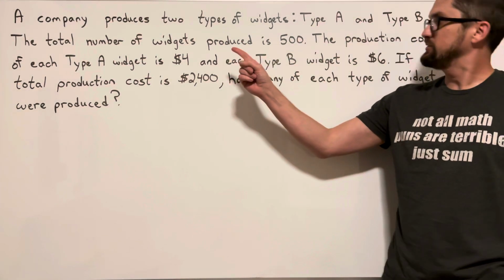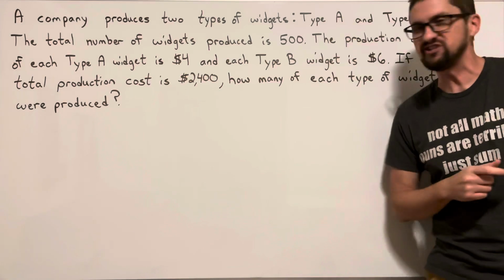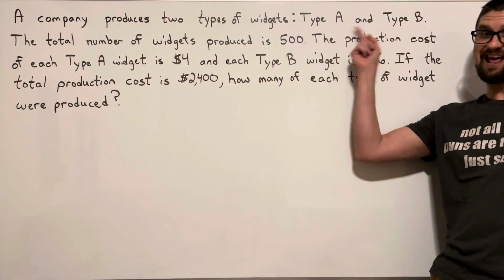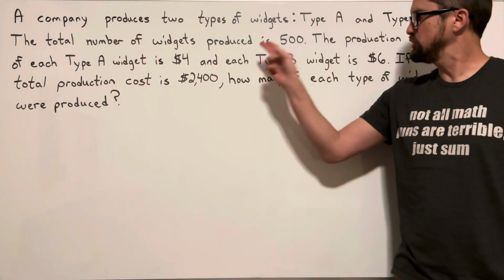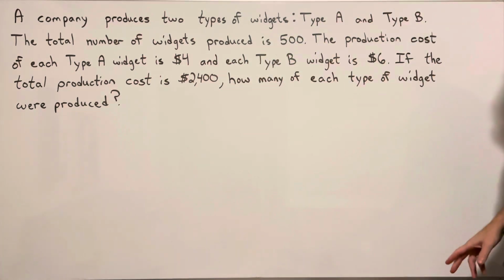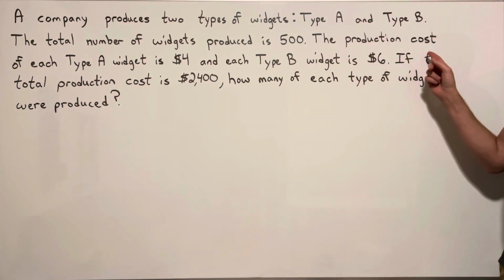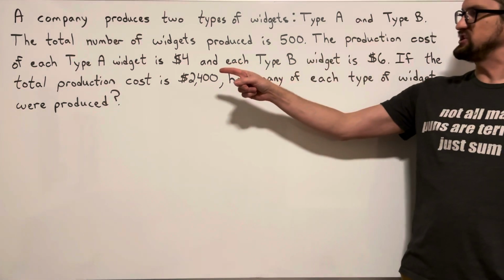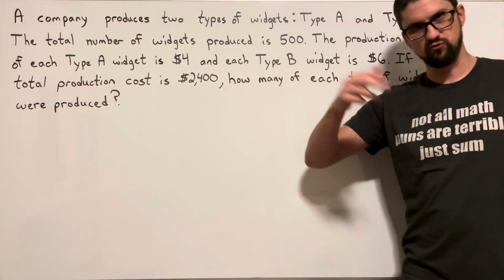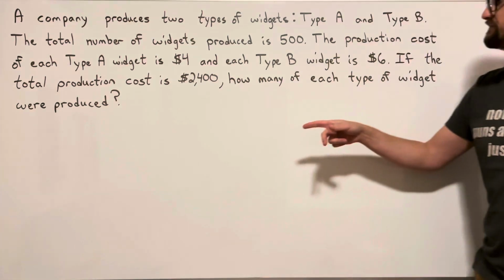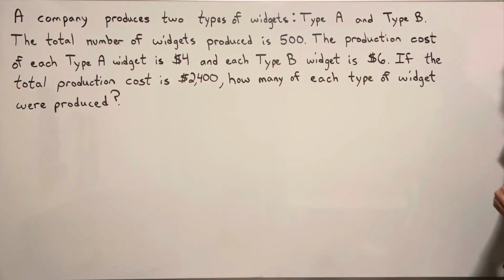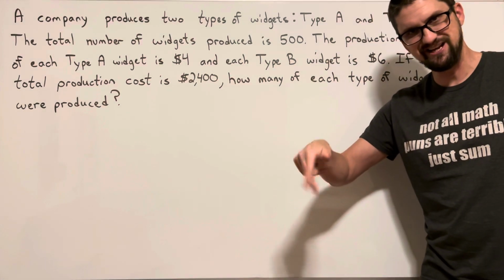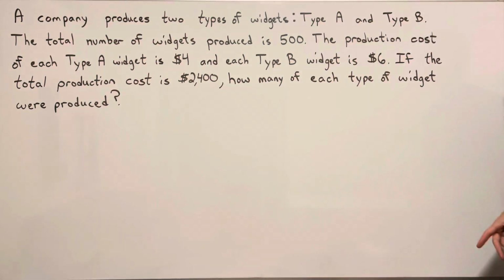A company produces two types of widgets, type A and type B. The total number of widgets produced is 500. The production cost of each type A widget is $4, so it's $4 a piece for each type A widget. And each type B widget is $6, so $6 per each type B widget.